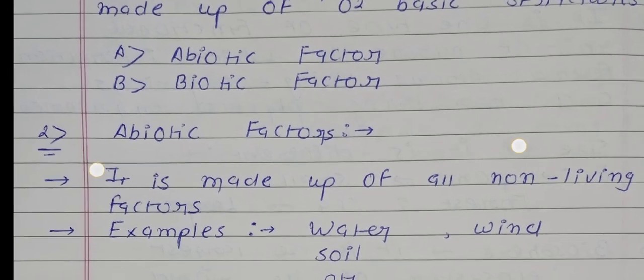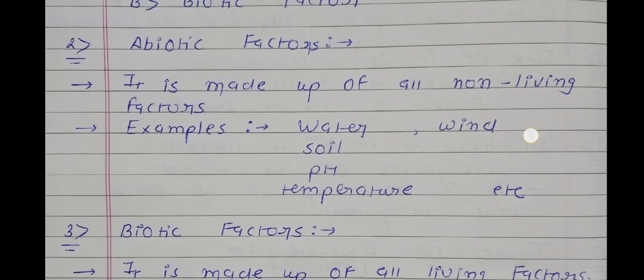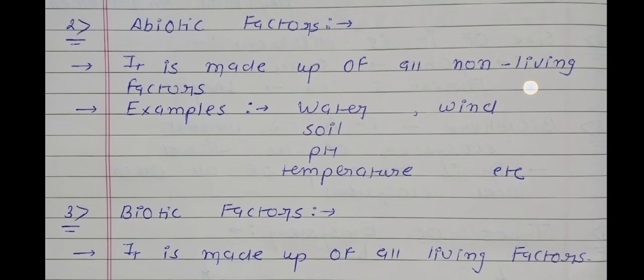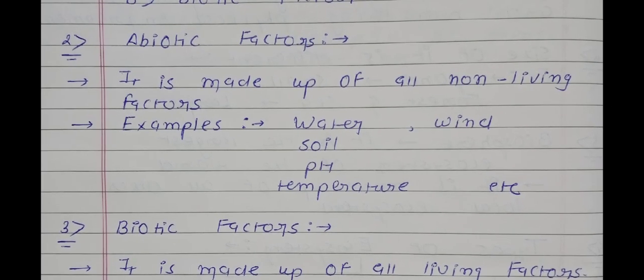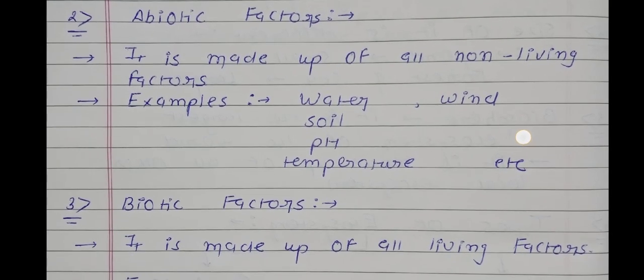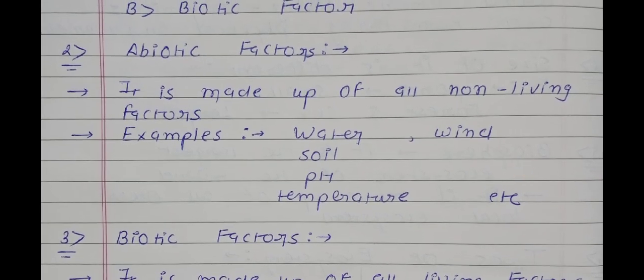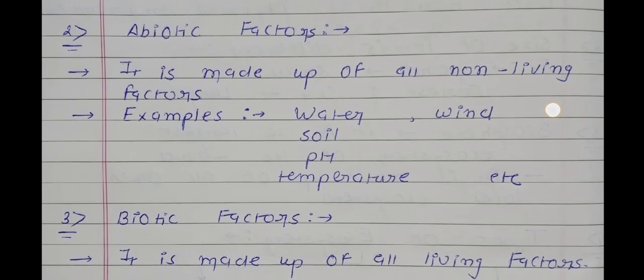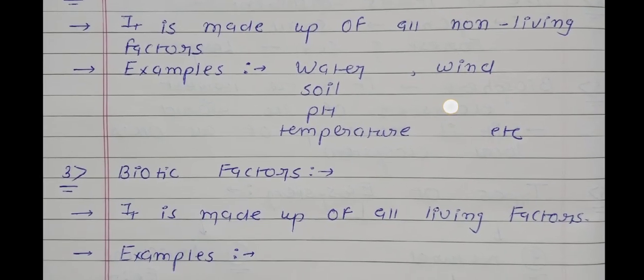See the word abiotic factor, it means it is made up of all non-living things, and biotic factors are made up of all living things. So we can say that all living factors are included in biotic while non-living are included in abiotic. If we talk about examples of abiotic factors, we can say water, soil, pH, temperature, wind, etc. are examples of abiotic factors.